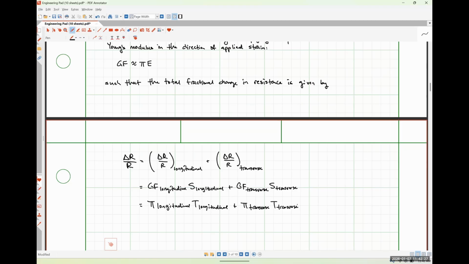I'll give you guys a moment to catch up, and then we'll work an example problem illustrating how to use this.